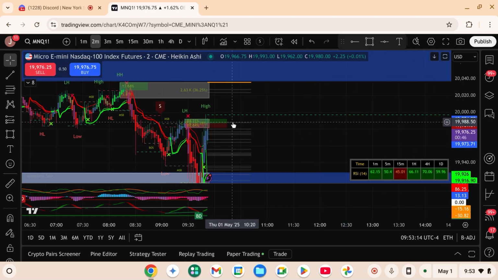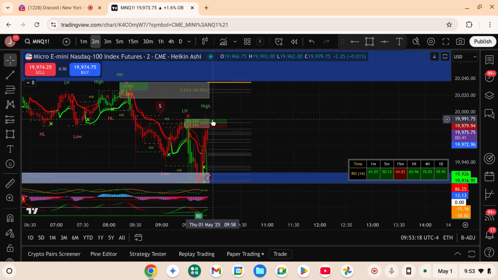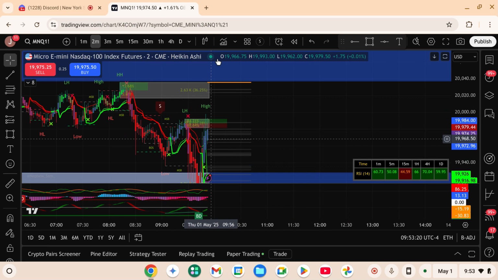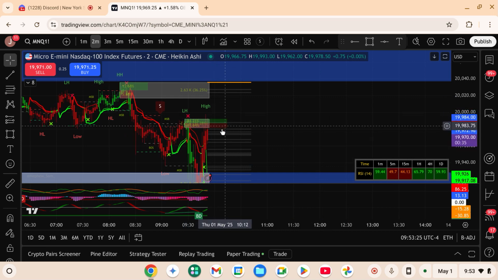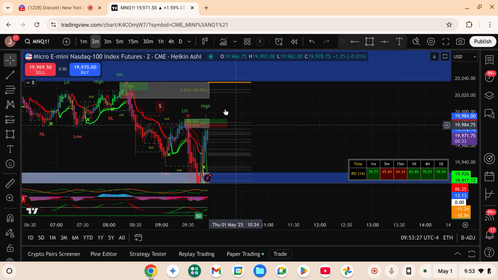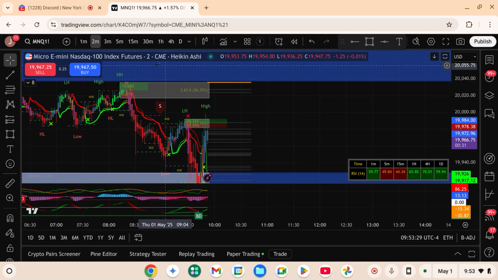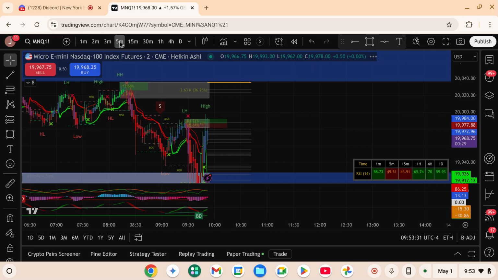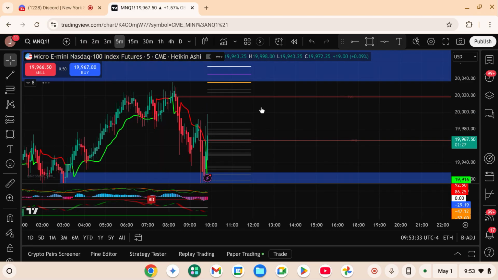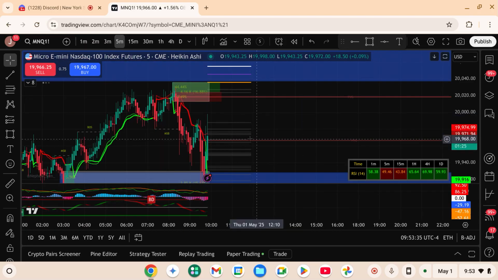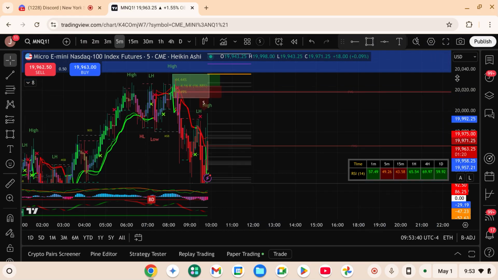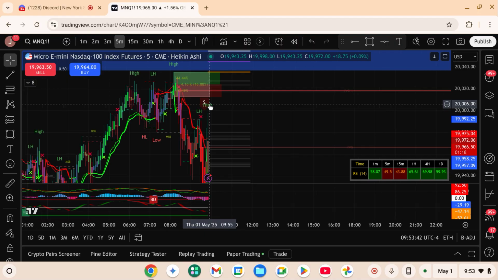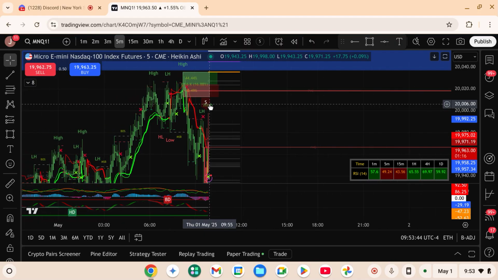If we could get a solid green candle, let's break this order block. We can take longs from there, because it looks like the 5 minute is trying to flip bullish. Let's see.